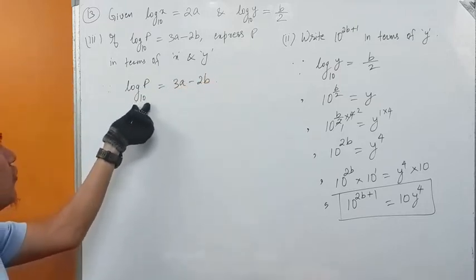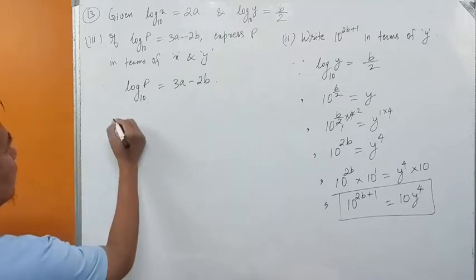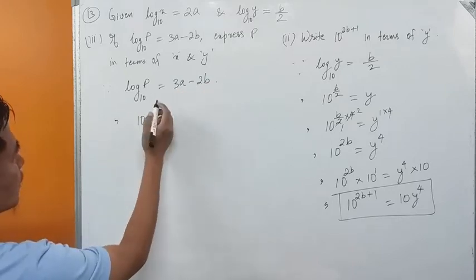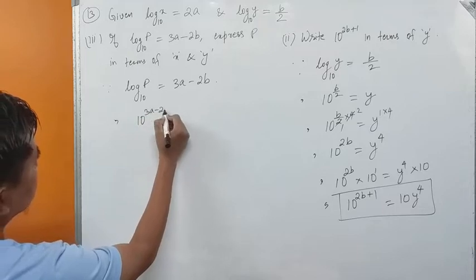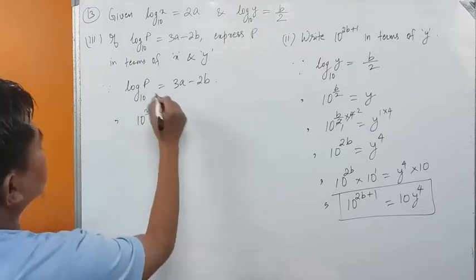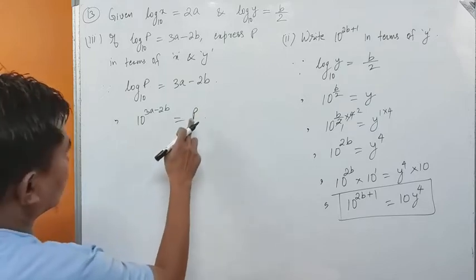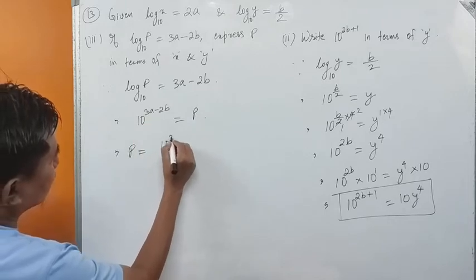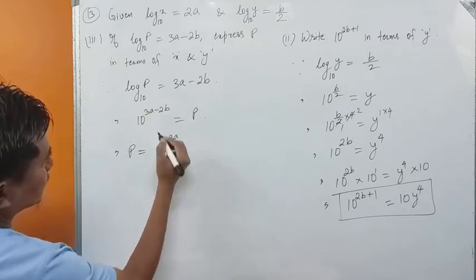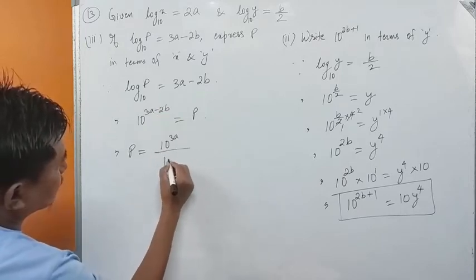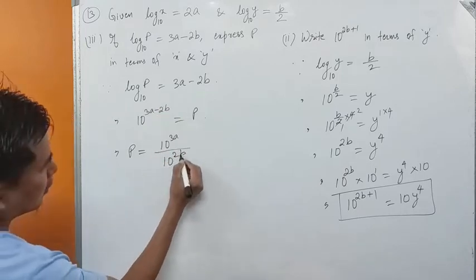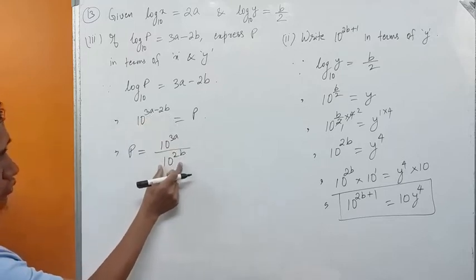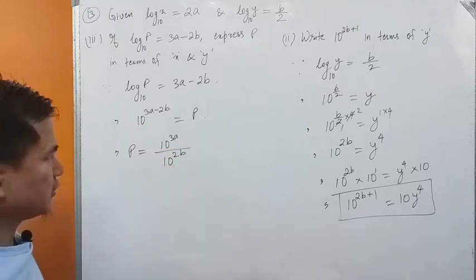Now let us convert this logarithmic equation to exponential form. Okay, so base is 10, we write 10 here. This 3a minus 2b comes here as power, 3a minus 2b, equals p goes to the right hand side. Now p equals 10 to the power 3a minus 2b, that means 10 to the power 3a upon 10 to the power 2b, isn't it? Number goes to the denominator, we have learned this in indices.